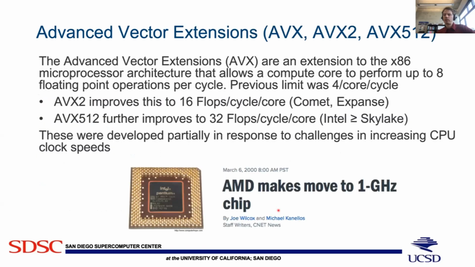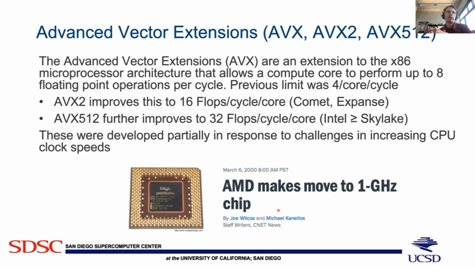One thing that's important to know, and people often discuss, is advanced vector extensions. So AVX, AVX2, AVX512. Before that, there was something called SSE. The advanced vector extensions are basically an extension to the x86 architecture that allows a compute core to perform up to 8 floating point operations per cycle. So it's a vectorized operation where you have data parallel operations happening on multiple data at the same time in a single clock cycle, right? So you get a much higher computational throughput. AVX2 improves this to 16 flops per cycle per core. So each core, instead of doing a single floating point operation per clock cycle, can do up to 16. The AVX512 further improves this to 32 flops per cycle per core.